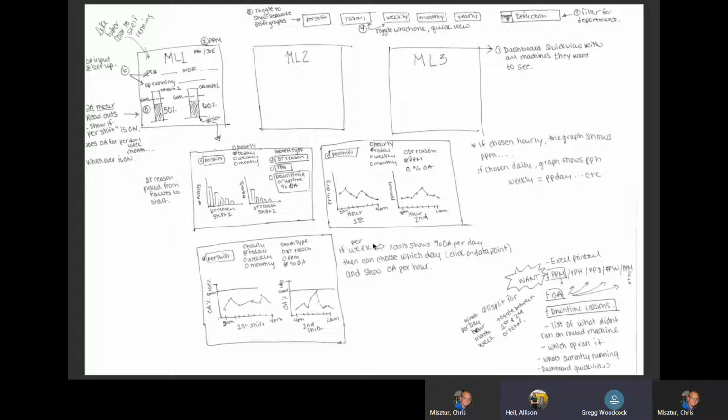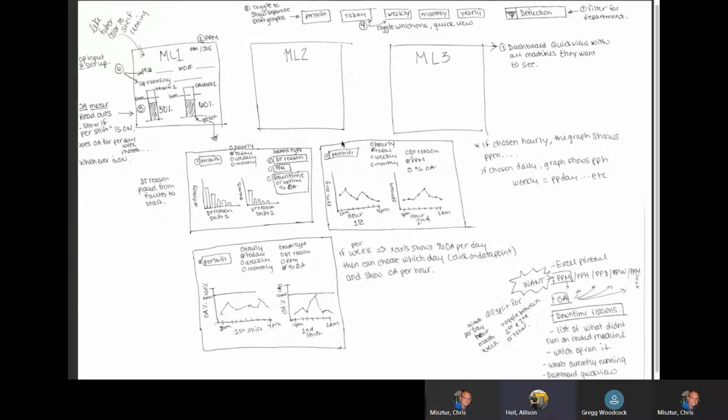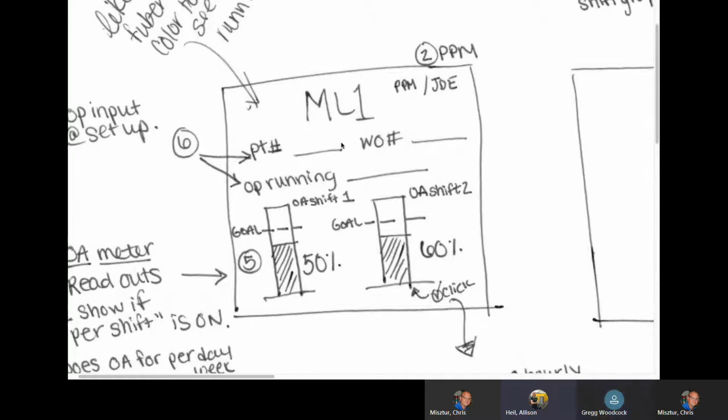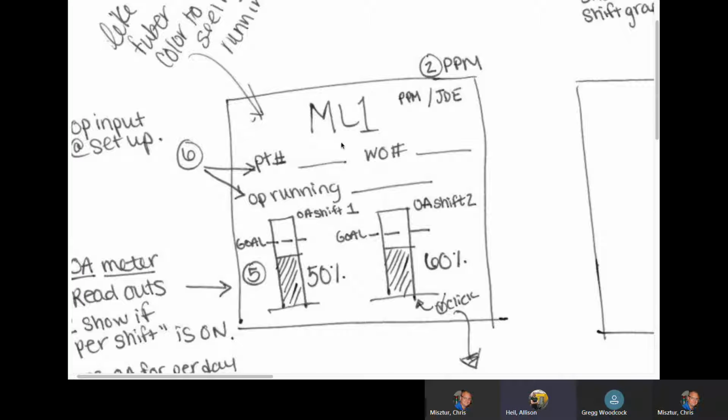Okay, let me talk about this picture a little bit more. Meter, can you zoom in on the ML1 box? I don't know if you're able to zoom in. On this box, there's a couple different things that the supervisors really wanted to put in. They want to have an option to type in the part number and the work order, the operators type in the part number and work order, so that they're able to see what's currently running on the machines. I don't know if that's going to be possible to do.